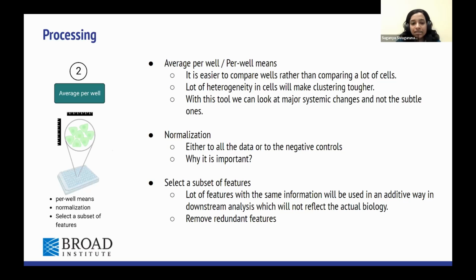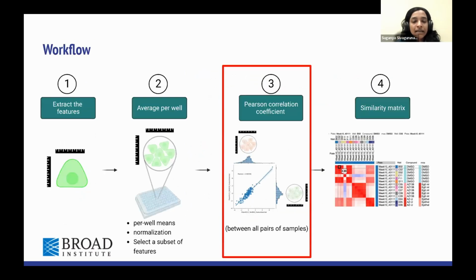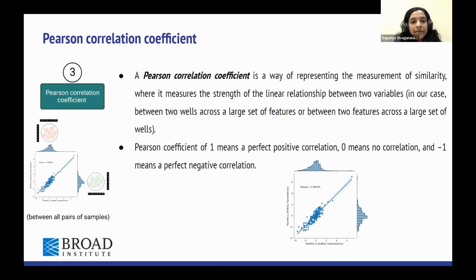So these are the pre-processing steps that we would do before going into the similarity matrices, which again, I'll be showing the normalization and the feature selection details later in the demonstration. So once we have done the pre-processing step, the next one is the Pearson correlation coefficient. Pearson correlation coefficient is a way to represent the similarity where we measure the strength of the linear relationship between two variables.